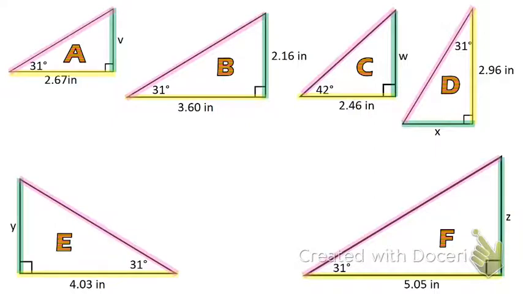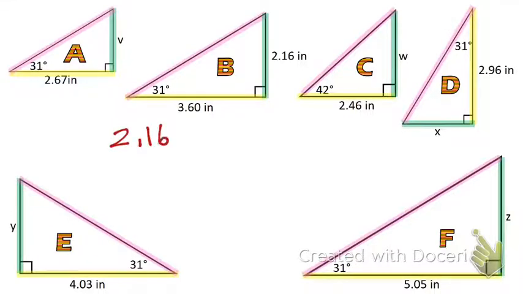The other thing that we should notice is all of the triangles are similar because they're all 31 degrees, except for C. C is a right triangle like the others, but it does not have a 31-degree reference angle, so C is not similar to A, B, D, E, and F. So to start our similar triangle problem, we're going to compare the smaller triangle B to the larger triangle F. So we'll begin with the corresponding sides.